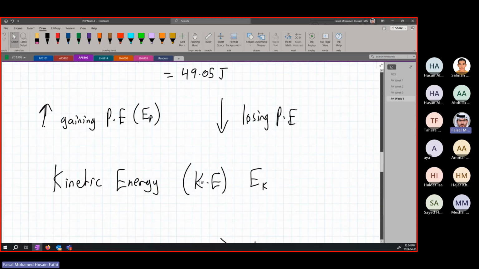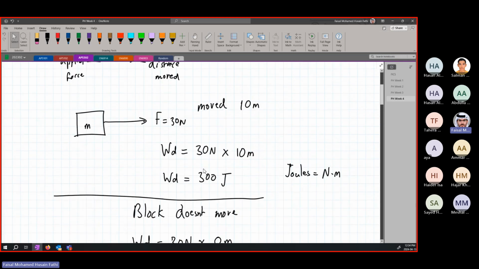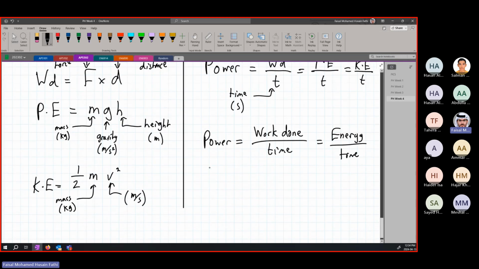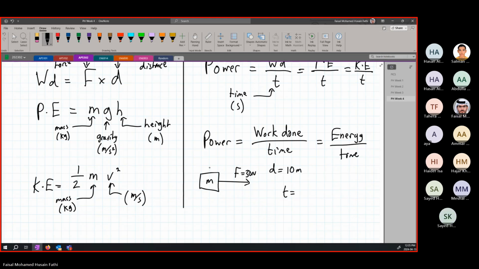If we are looking at the very first example we did with this block over here, we have a block, M, with a specific mass, and it is moving with a specific force that was 30 newtons, I believe, and we said the distance it covers is 10 meters. What does work done over time mean? It means how much time it takes for this to move the distance of 10 meters given this force. So let's say, for example, it took 5 seconds to move that much.